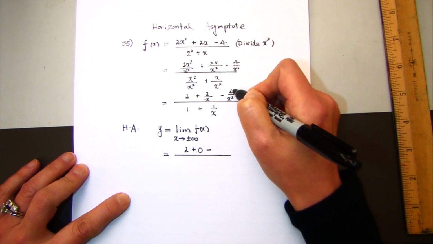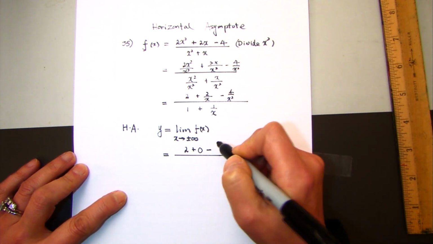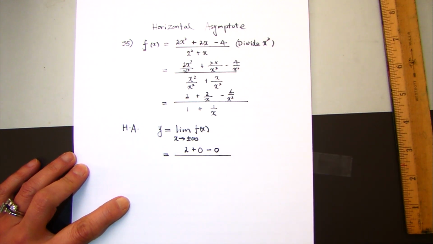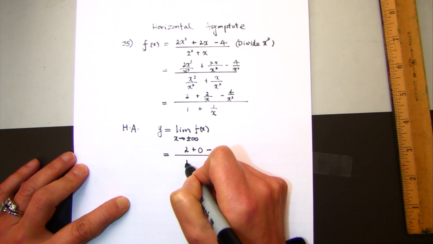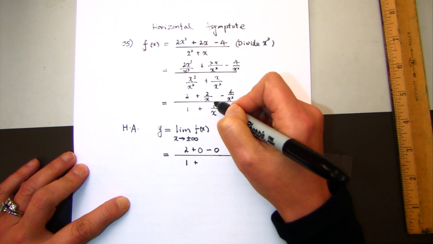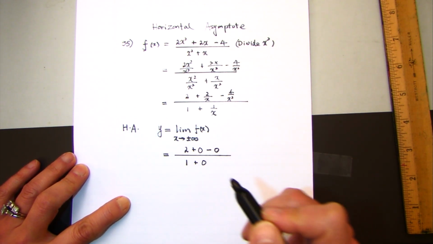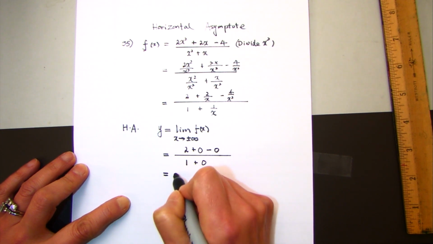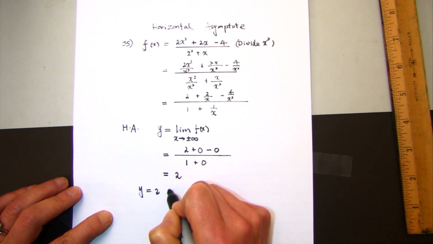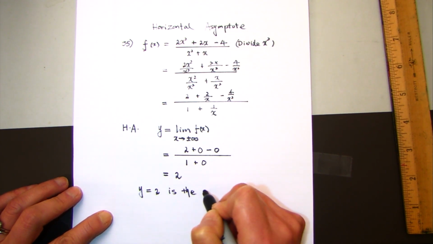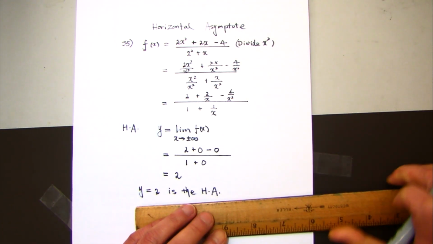Again, write your negative. What about 4 divided by a huge number squared? Oh yeah, close to 0. In the denominator, write your 1 since there's no x attached to it. Write your 1 plus a constant divided by a gigantic number, close to 0, equals 2. There we go. y equals 2 is the horizontal asymptote.